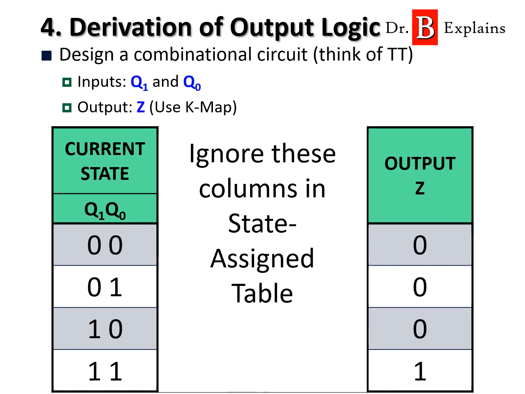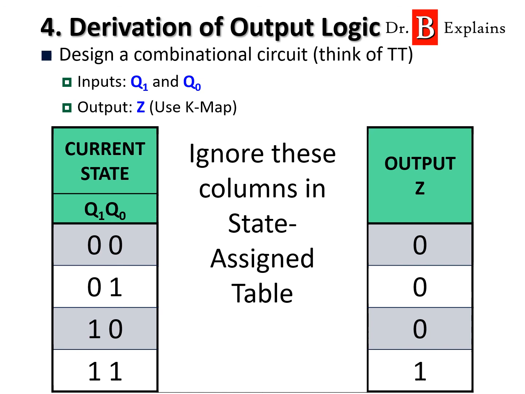So for this step, we can ignore the middle columns of the state assigned table. We can focus on the column that is output and the column that is current state. Okay, and remember, we're doing what? A Moore machine. So our output is only dependent on the state. So for this step, we can use K-maps, encoders, decoders, whatever becomes easier for the design, or whatever is easier for you.